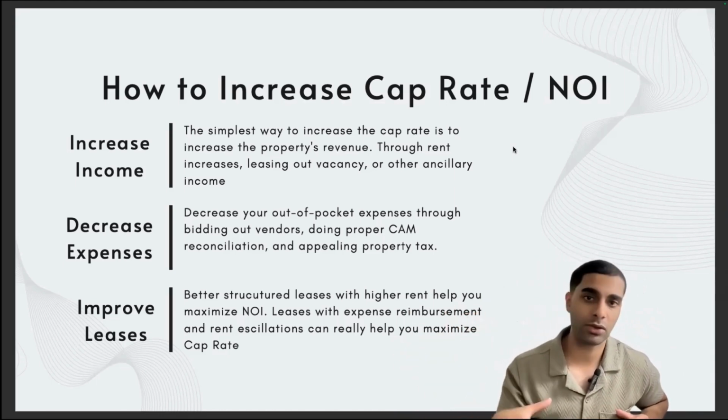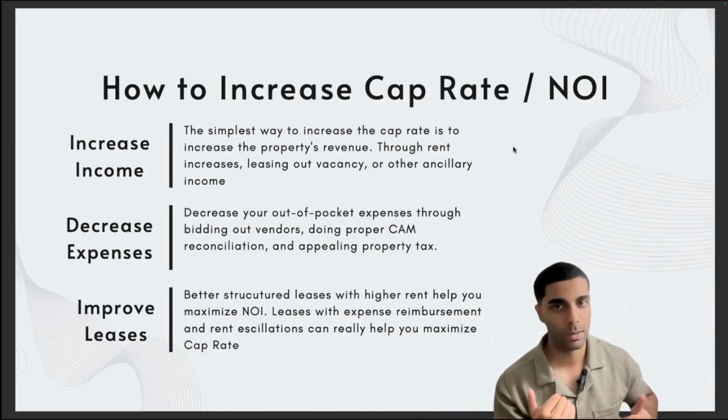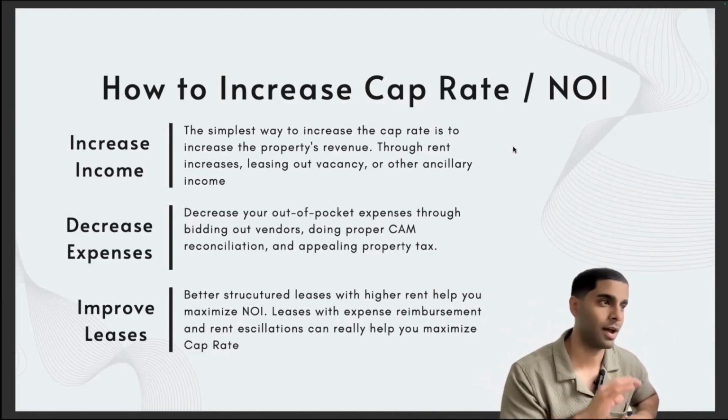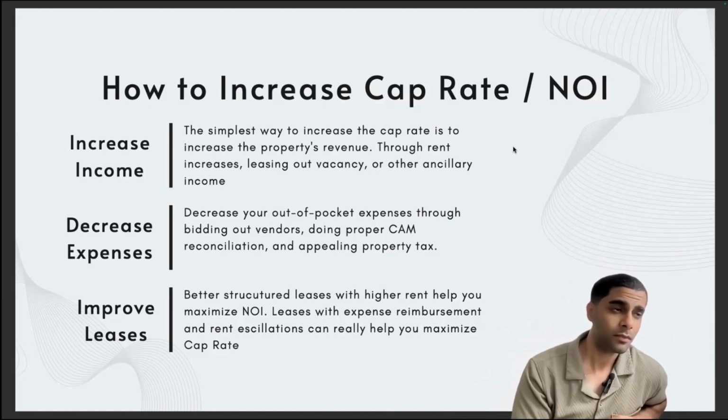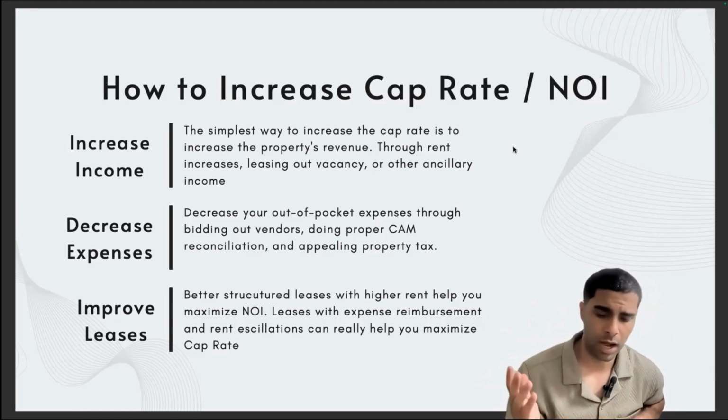If it's triple net, then those expenses are passed through, but then I decrease the triple nets on the tenants, which means I can increase their base rent, which will also increase NOI. That's a topic for another time. You can also do proper CAM reconciliation. Now, I have a whole video on CAM reconciliation. I think I do. If I don't, I'll put one out.